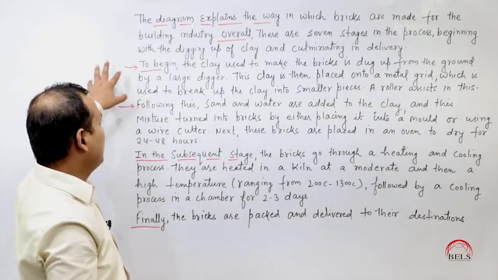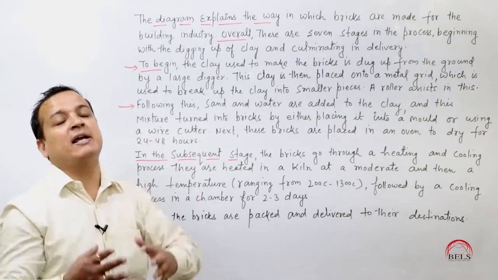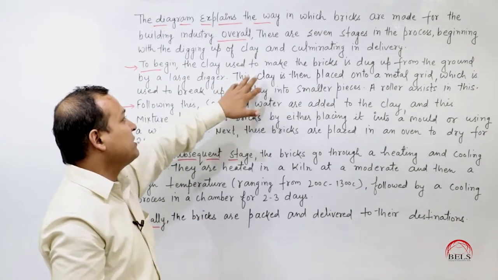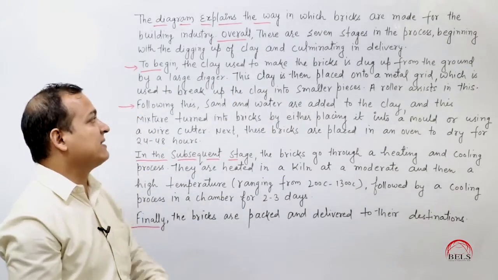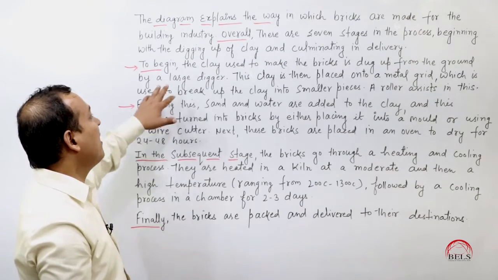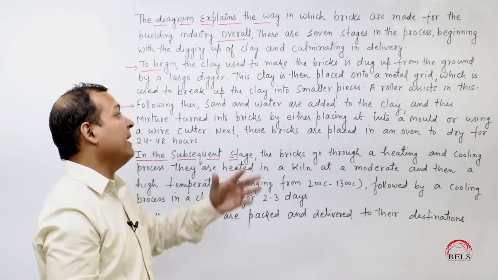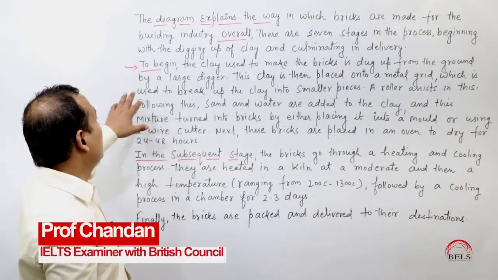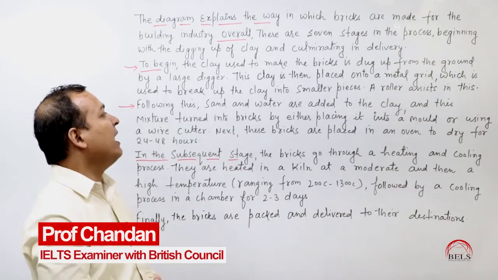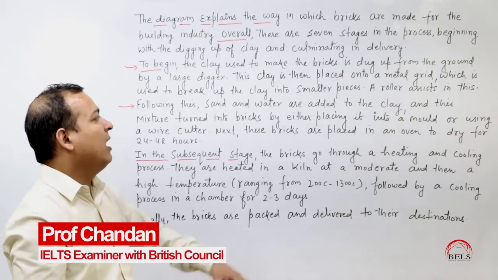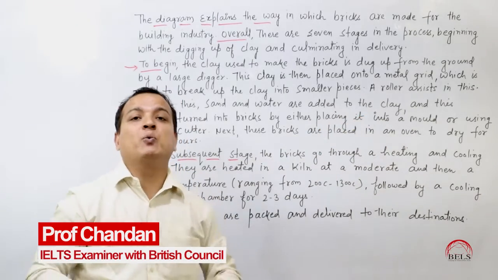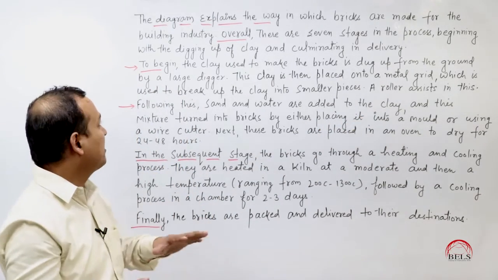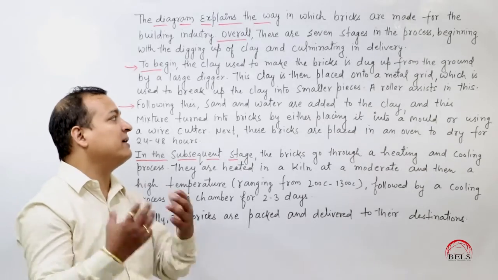Now you have to start with body paragraph 1, so in that case you'll be explaining it further. To begin, the clay used to make the bricks is dug up from the ground by a large digger. This clay is then placed onto a metal grate which is used to break up the clay into smaller pieces. A roller assists in this. So we have explained the first stage, how that is happening. Basically it is dug up from the ground with the large digger, then placed onto a metal grate.